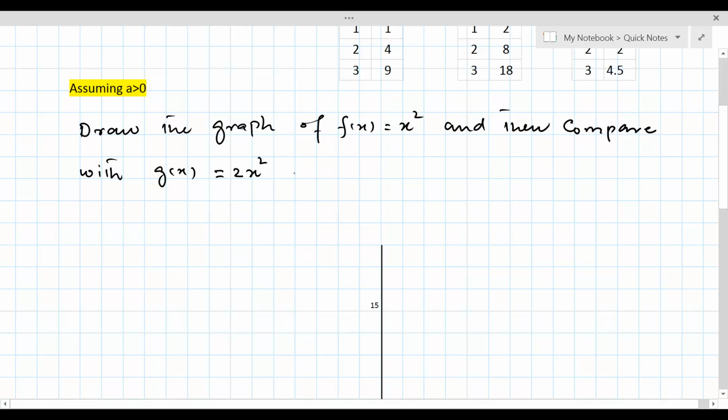And h of x equal to 1 by 2 x squared, in which the value of a is between 0 and 1, and we will see how the graph of base function is affected by changing the value of a and making it something between 0 and 1.